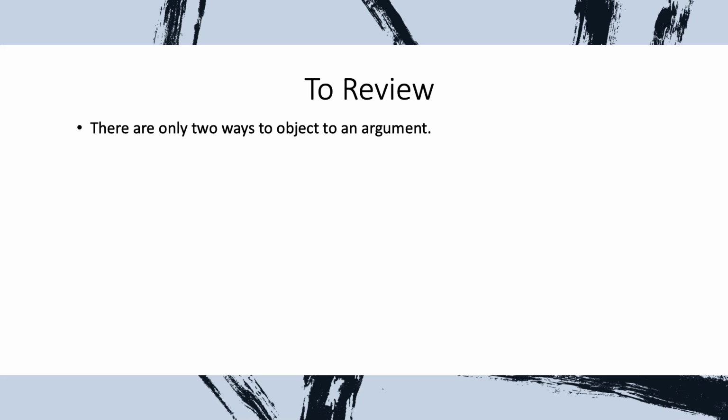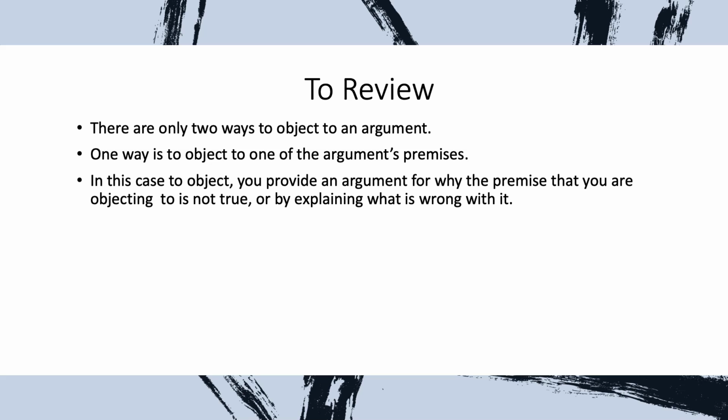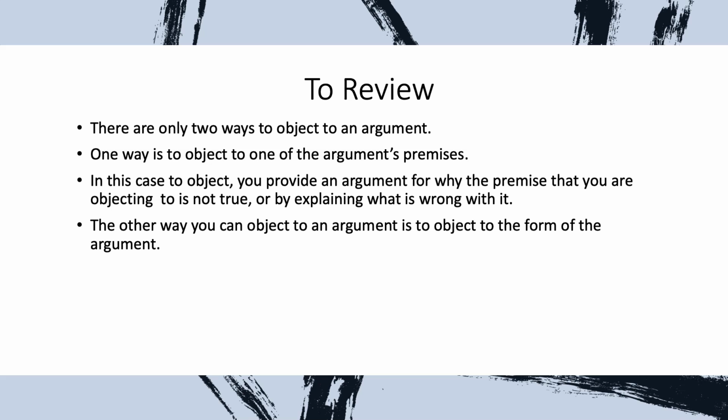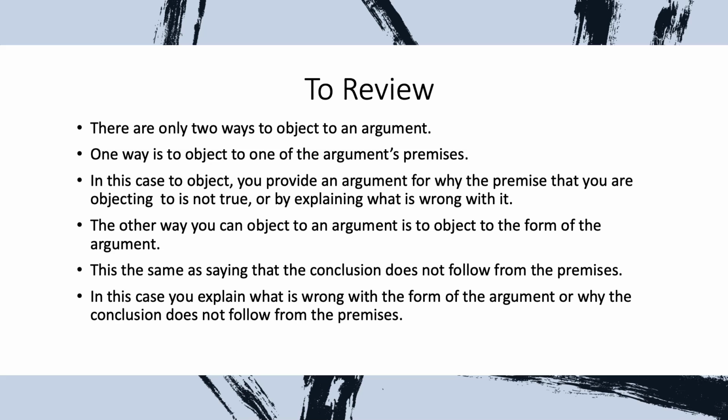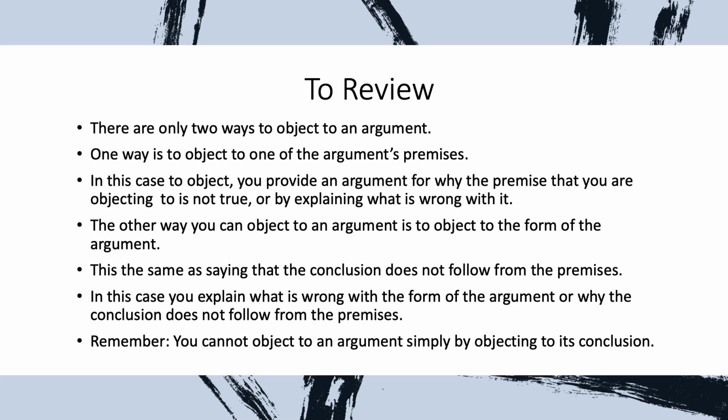Now remember, there are only two ways to object to an argument. One way is to object to the argument's premises. In this case, to object, you provide an argument for why the premise that you're objecting to is not true, or explain what's wrong with it. The other way you can object to an argument is to object to the form of the argument. This is the same as saying that the conclusion doesn't follow from the premises. In this case, you explain what's wrong with the form of the argument, or why the conclusion doesn't follow from its premises. And remember, you can't object to an argument simply by objecting to its conclusion.